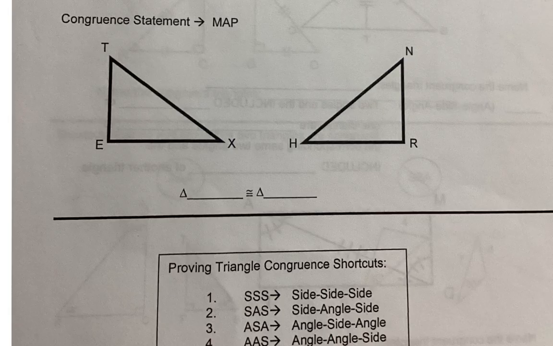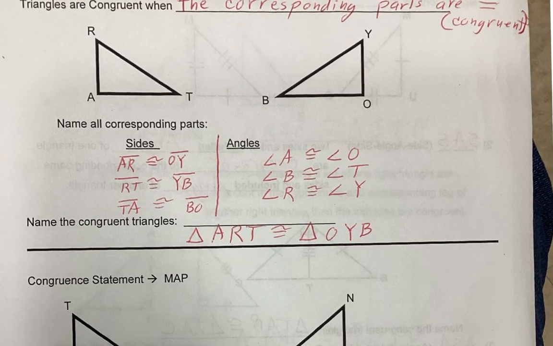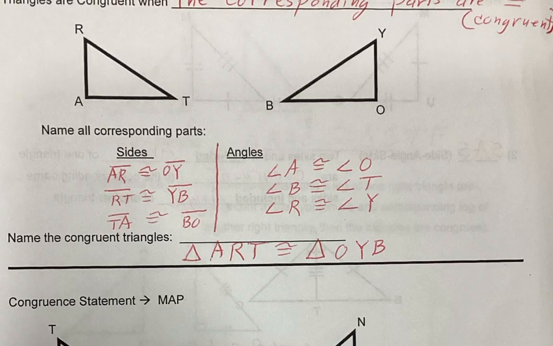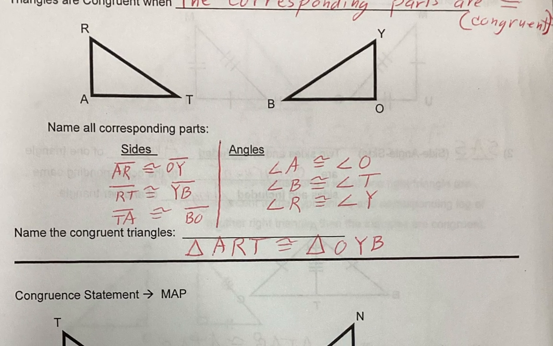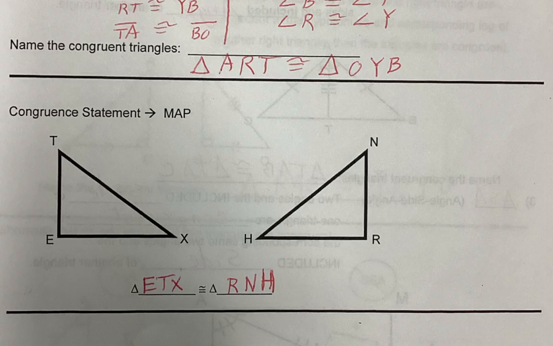Let's go ahead and let you write for a minute. This is what I just pretty much said. Corresponding parts are congruent. That's the symbol for congruent, and I wrote the word out, congruent, here. That's what I was showing you. The sides are congruent. These are corresponding sides. These are the corresponding angles. This is how I would write triangle ART is congruent to triangle OYB, based off of these six things here. That's how I would write my congruent statement.